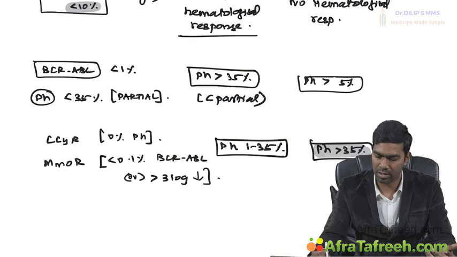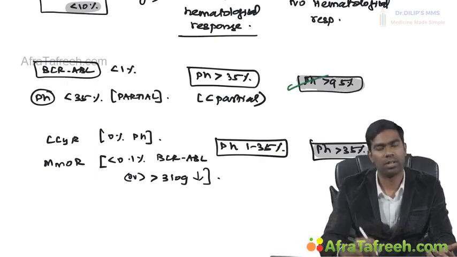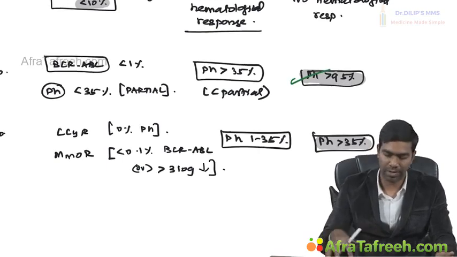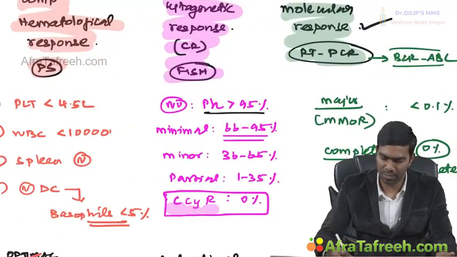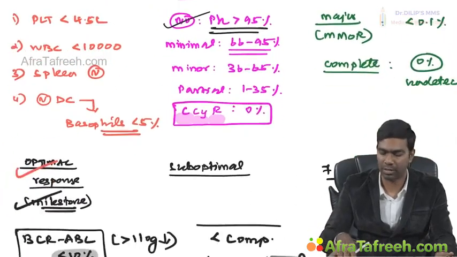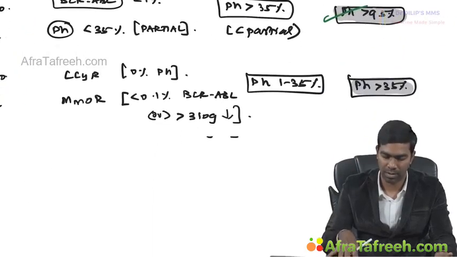And I think here also in the flow chart I made a mistake. It is 95%. Clear? More than 95%. Whenever Philadelphia chromosome levels are more than 95%, it is definitely a treatment failure, which means there is no response. You can see here more than 95% means no response at 6 months, indicates a treatment failure.